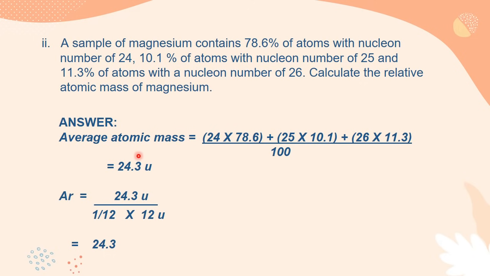Okay, so we calculate and then you can get 24.3 U. So, this is the average atomic mass. Okay, you get the average atomic mass.